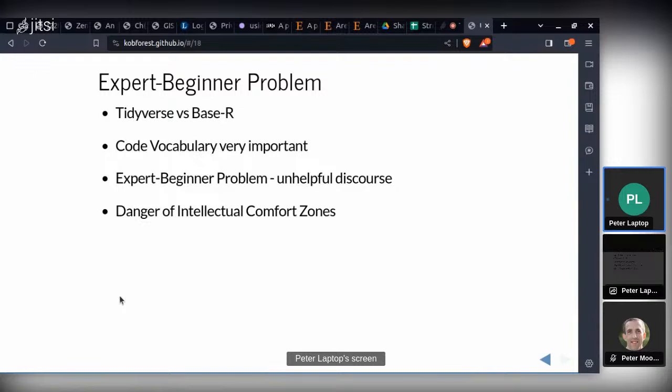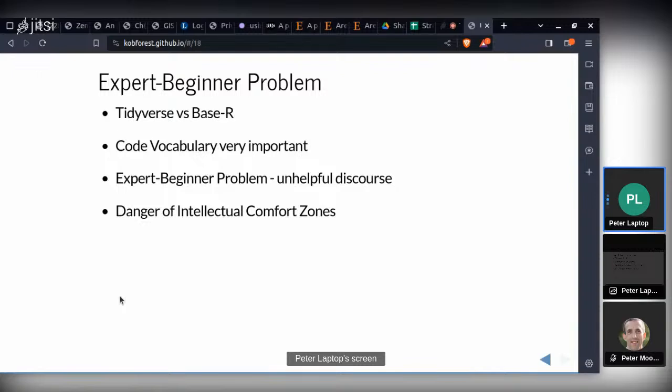There's nothing really to do with the for loop. You hear a lot of that, okay? So there's a sort of danger of intellectual comfort zones. So something I highly recommend is taking the initiative to improve your code vocabulary as much as possible.